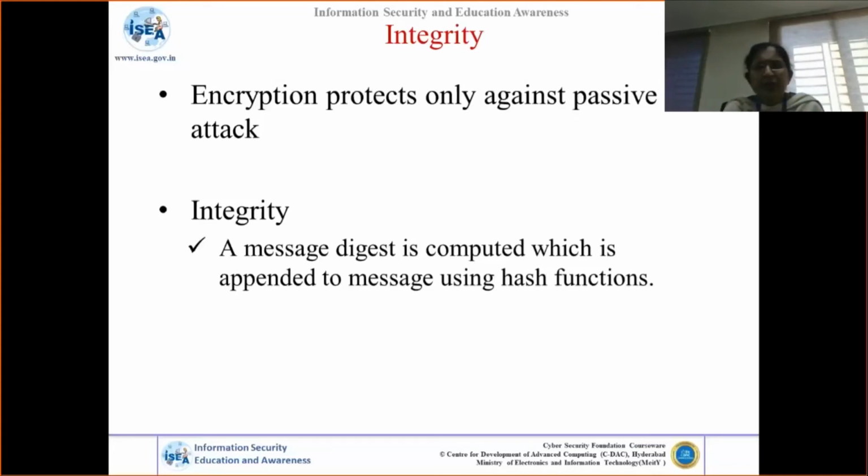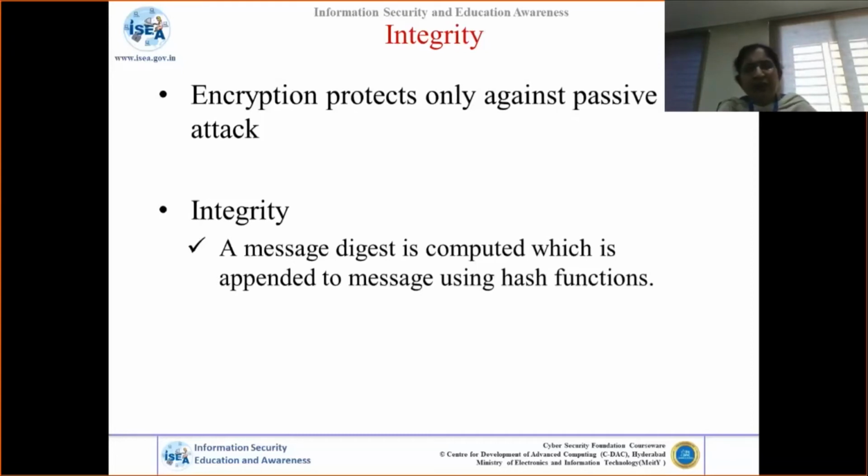Encryption protects only against passive attack. What does that mean? If someone silently listens to the communication without tampering with the data, then you can protect with encryption. I can scramble it, convert it into unintelligible form and send it. But if someone is trying to tamper with and modify it, then encryption will not help, because the receiver assumes that the scrambled information they are getting is what was encrypted by the other end. But whether it is tampered after that or not is not known.